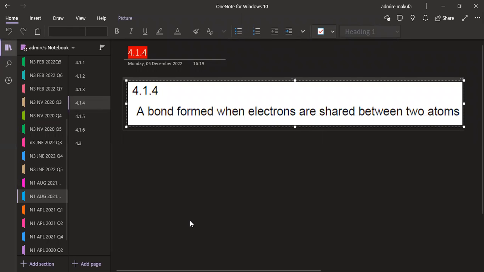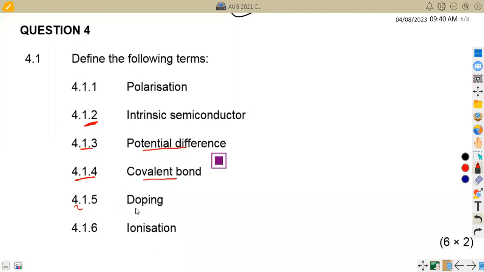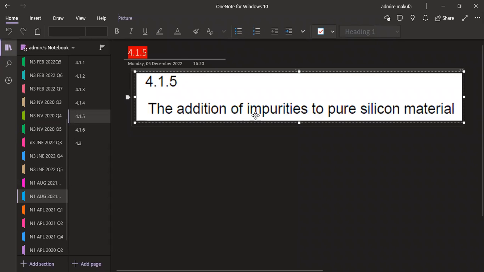All right, the other part of the question is doping. What do we refer to when we are talking about doping? It's an actual addition of impurities. This is the addition of impurities to pure silicon material. So if you have a pure silicon material, and add impurities, that is what we are referring to as the doping process.